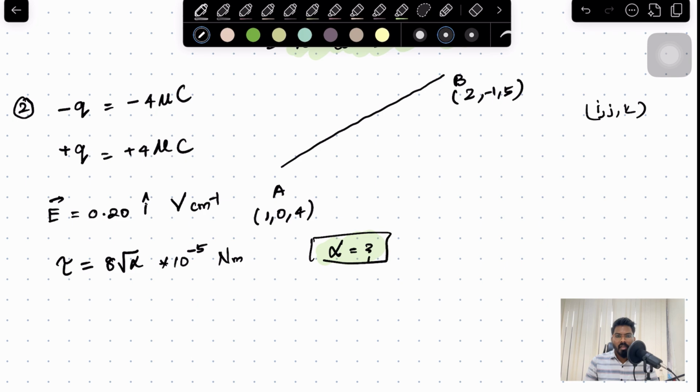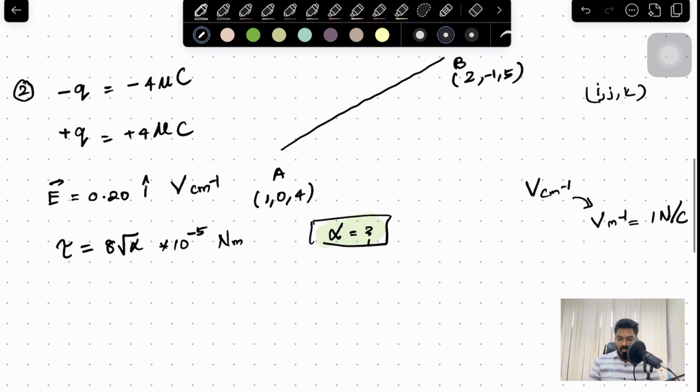Now let's look at the values which are given here for a moment. For electric field, we are usually looking at values expressed in Newton per coulomb. However, in this case, it was expressed in volt per centimeter. Now what do we do? If we convert volt per centimeter into volt per meter, that is nothing but Newton per coulomb. So we can convert the electric field expressed as volt per meter to Newton per coulomb. This is a direct conversion.